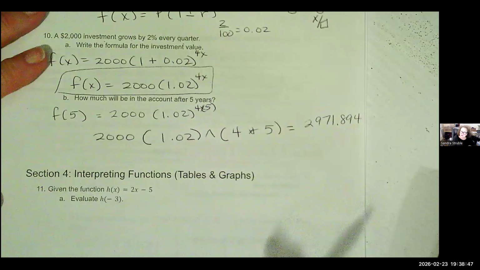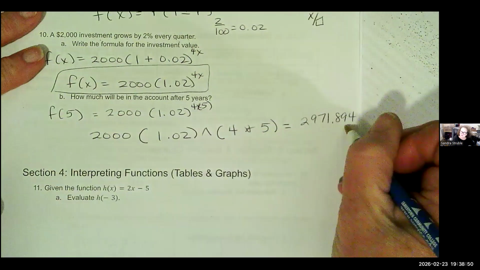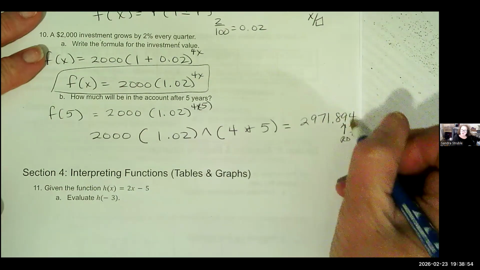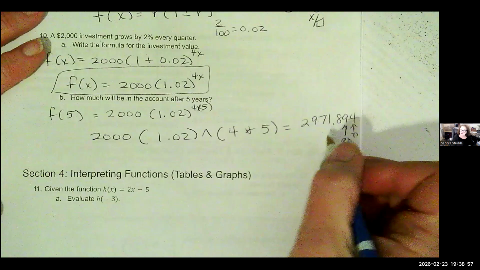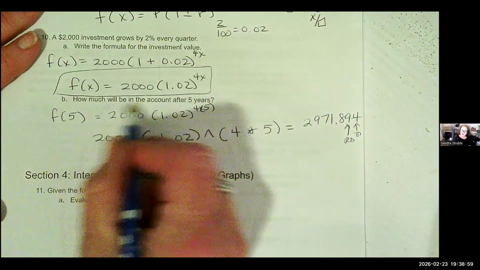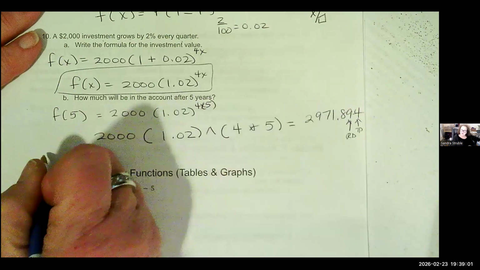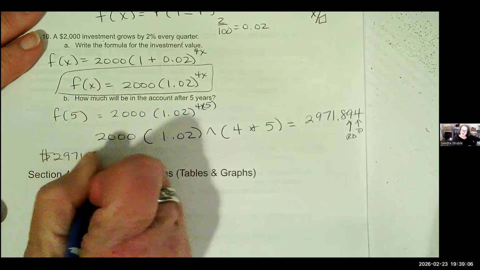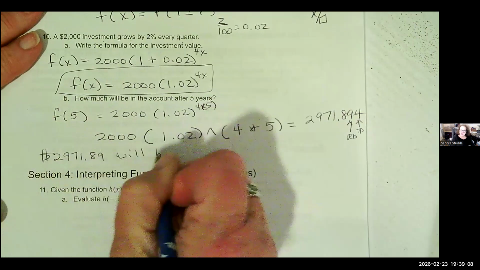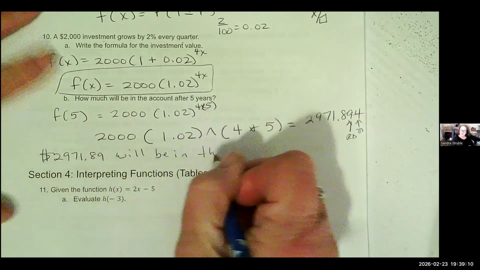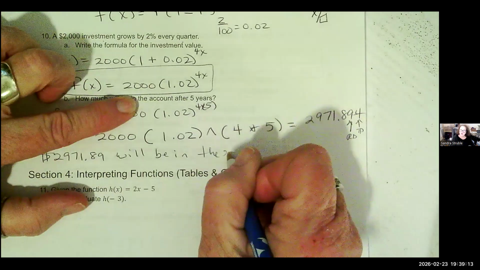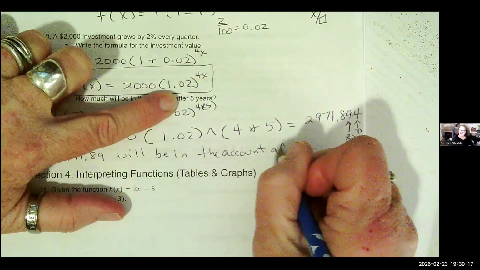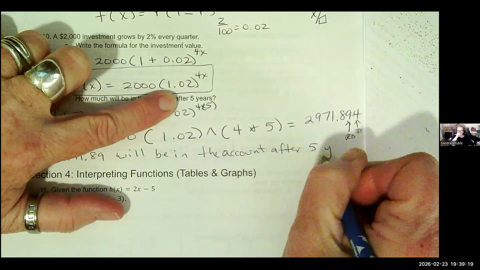Here's my rounding digit, the 9. Here's my test digit. It's less than 5, so I don't need to worry about it. This will be in the account in 5 years. $2,971.89 will be in the account after 5 years. That's it. All right.